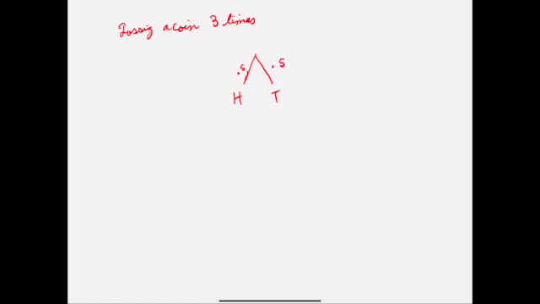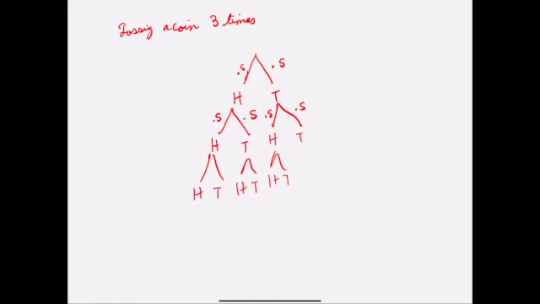Okay, let's toss our coin again. Again, I have the option of heads or tails, and again, the probability of each of those is 0.5, right? These are equally likely events, not super exciting. And again, heads or tails, heads or tails, heads or tails, heads or tails.